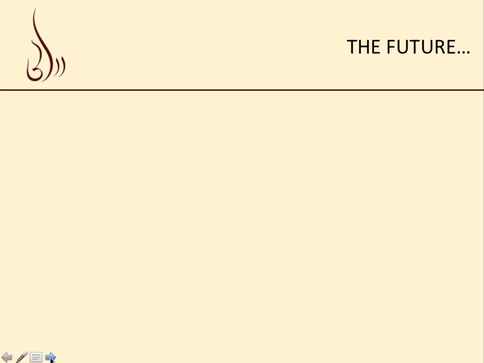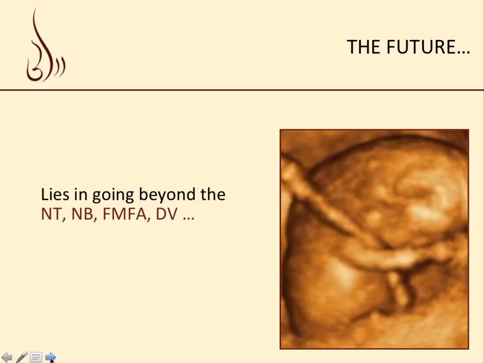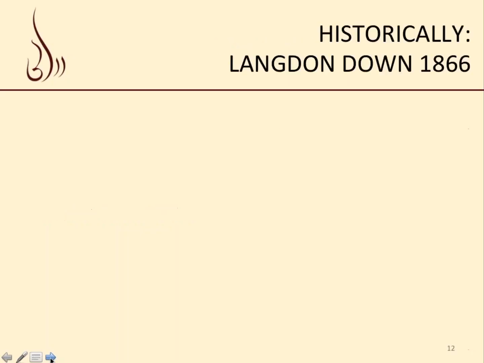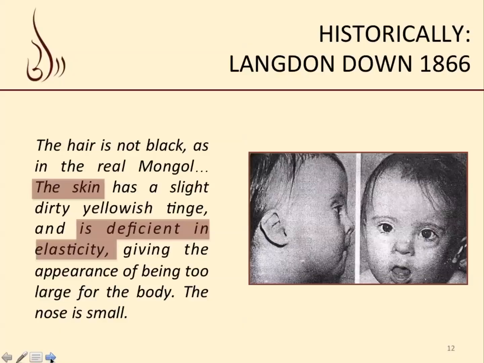Now, there are various hidden markers within the mid-sagittal view, and this is where we will be heading more and more in the future as we start utilizing the 11 to 14 week scan for fetal anatomy. But it's very important that we revisit the key elements that got us here. So we're going to talk a little bit about the nuchal translucency, the nasal bone, the facial angle, and the ductus venosus. It all started historically with Langdon Down in 1866 when he described that the skin in fetuses with trisomy 21 is deficient in elasticity.